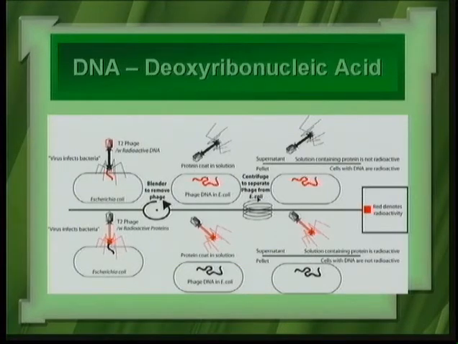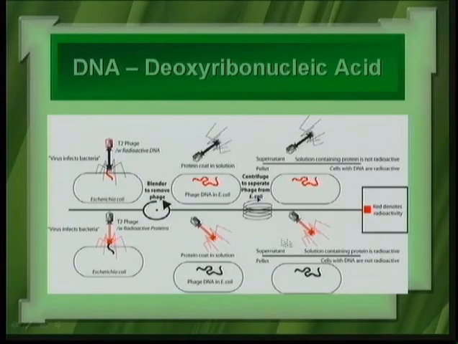So what they did is they actually took the same thing, except they had a radioactively labeled protein. They did exactly the same thing. Put it in a kitchen blender to remove the phages from the surface of the bacterium. They spun it in a centrifuge. Again, what they found out is that the supernatant, or the liquid with the smaller particles, actually was radioactive.